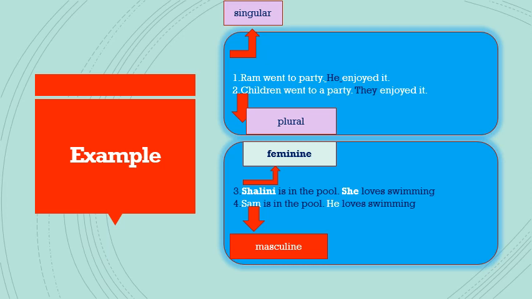Now the next sentence: Shalini is in the pool, she loves swimming. Here we are talking about a girl, it's feminine, so the pronoun she is being used. Now, for example, we talk about a boy. For example, Sam over here. Sam is in the pool, he loves swimming. So we are using he in place of Sam. So as the case occurs, if the gender is feminine, we use the female pronoun. If the gender is masculine, we use the masculine pronoun. I hope this is clear to you.